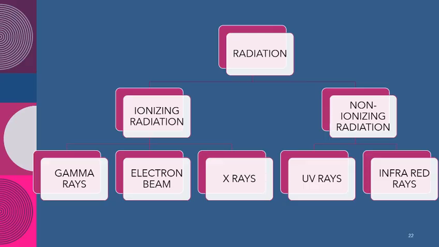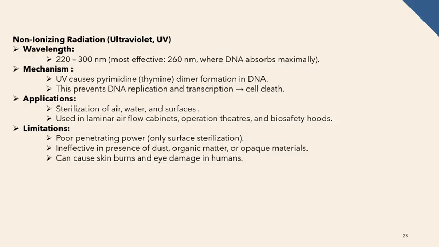First is non-ionizing radiation, which is ultraviolet radiation between the wavelengths of 220 to 300 nanometers. The mechanism of UV radiation is that it causes thymine dimers in DNA, which prevents replication and transcription and leads to mutation and death of the microorganism.